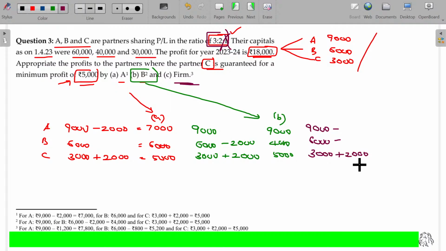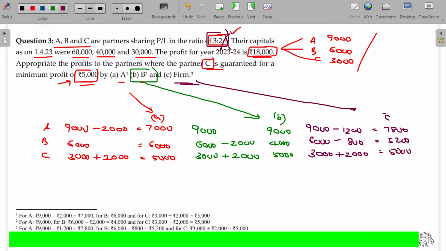So this 2,000 is shared. The excess amount payable to C is shared by A and B by foregoing their own profit. 1,200 A leaves and 800 B leaves. Now 7,800 is the profit for A and 5,200 is the profit for B, and C gets 5,000 rupees. Is that okay? This is scenario C. This is called the profit guarantee scenario.